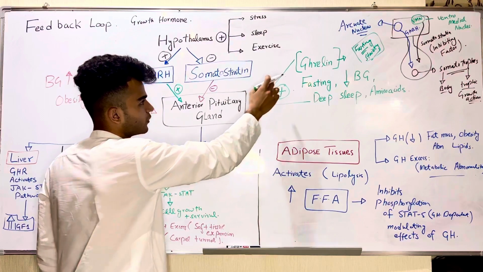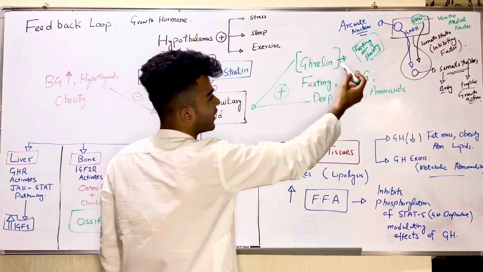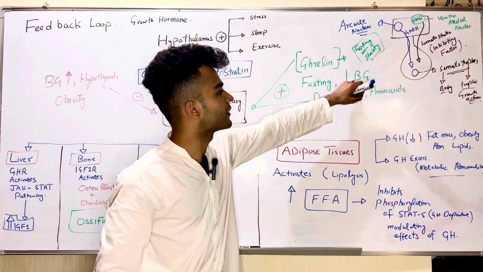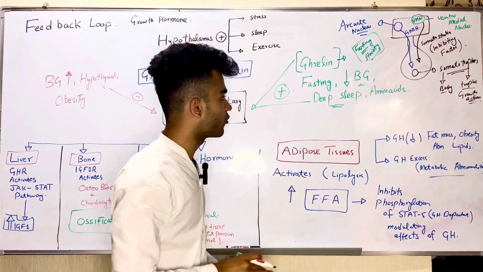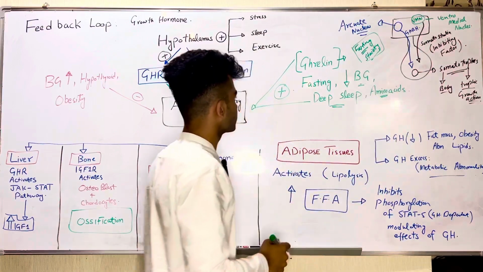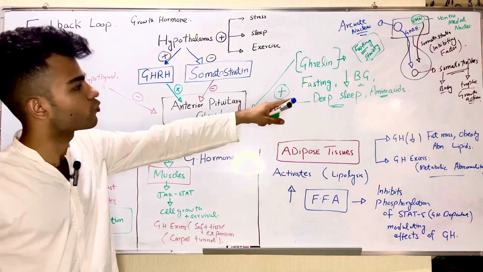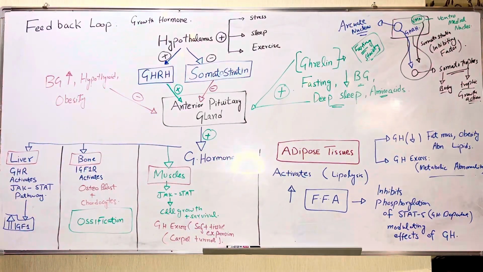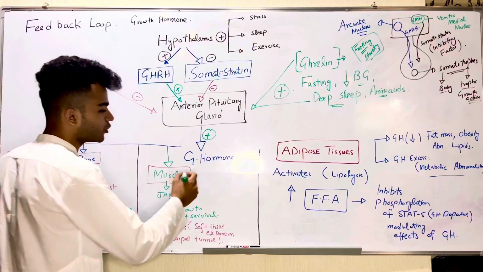So when the person is hungry or in the fasting condition, and the blood glucose level of the person is low, meaning there is a low level of glucose in the blood, or if the person is in deep sleep, sleeping very deeply, we will explain these factors later, and also some amino acids. All of these have a positive impact on the anterior pituitary gland, on the somatotropes, and it will increase the production of what? Growth hormone. Now, once this growth hormone is released, it works in two fashions.